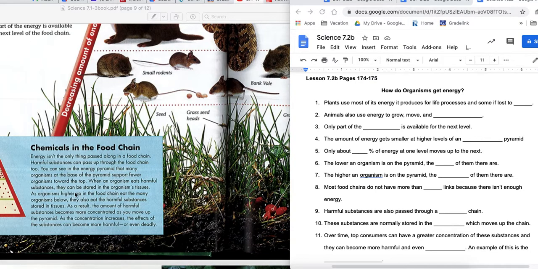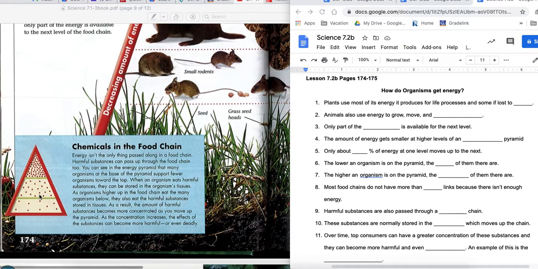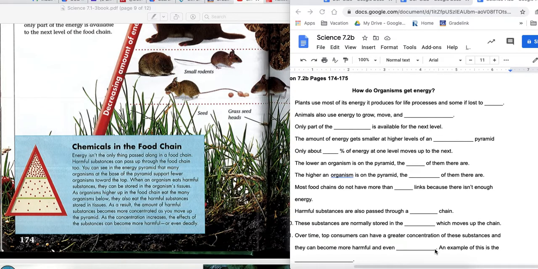All right, find out where I am. There we go. And when organisms higher up in the food chain eat the many organisms below, they also eat the harmful substances stored in the tissue. As a result, the amount of harmful substances becomes more and more concentrated as you move up the pyramid. As the concentration increases, the effect of the substance can become more harmful. It can even become deadly. Okay? So right here, they can become deadly, guys.